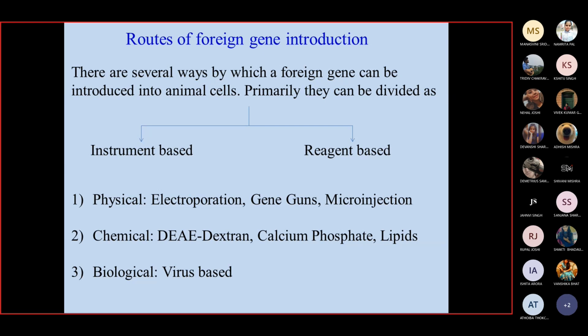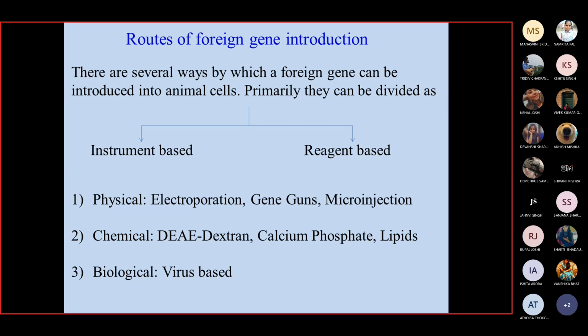Okay. So typically, the other way we can classify the route of foreign gene introduction is by naming the methods. Is it a physical method? That means you have electroporation, gene guns, microinjection, and microprojectiles. These are tiny, missile-like particles with which you can bombard cells.